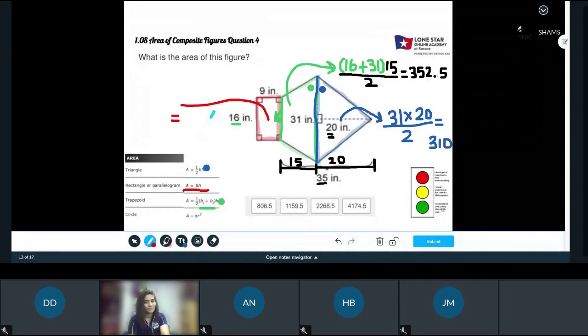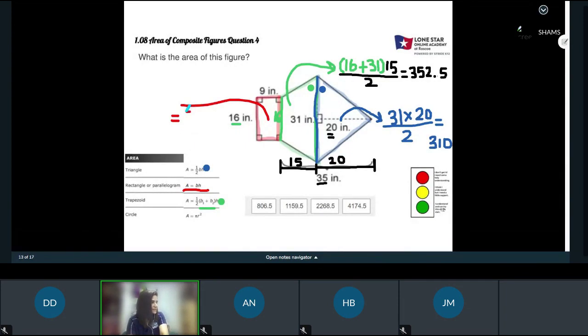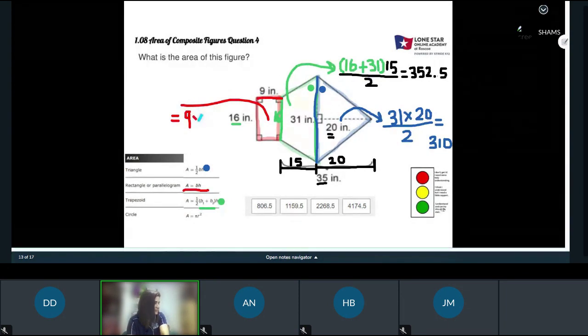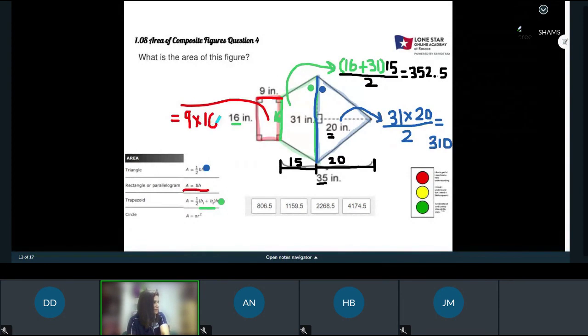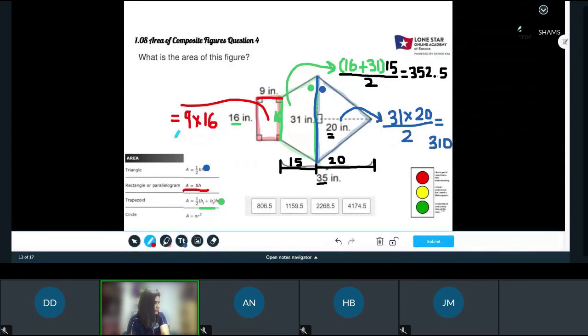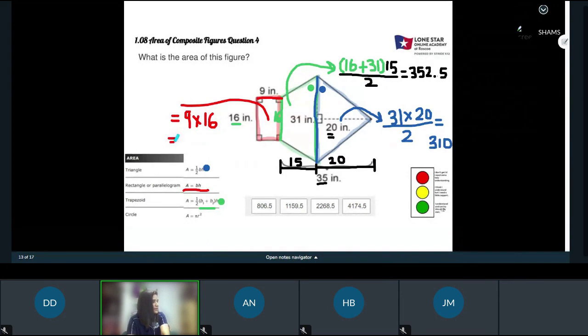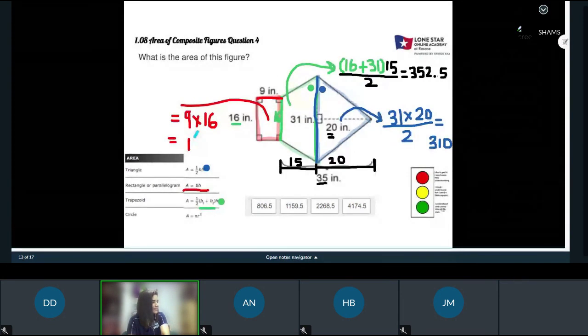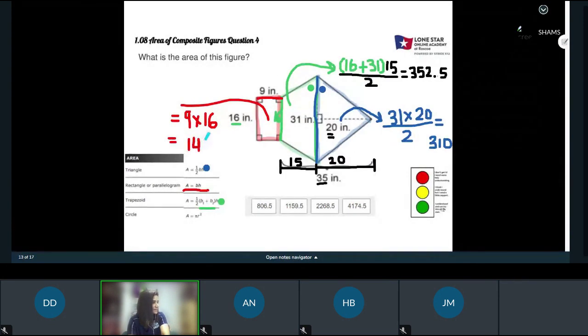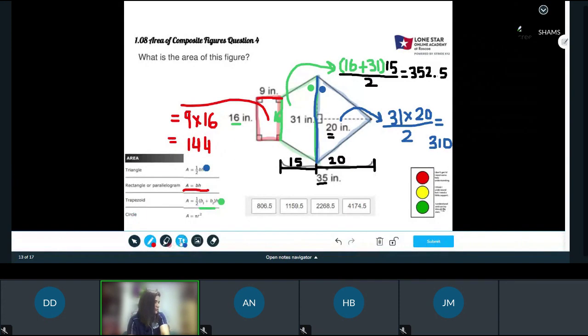And that is thoughtful. For the rectangle, base is 9. See, this base is 9. Height is 16. 9 times 16. That gives me area of the rectangle to be 144. In order to find the total area, I will add all the 3 different areas and see how much I get. So for last step, find total.